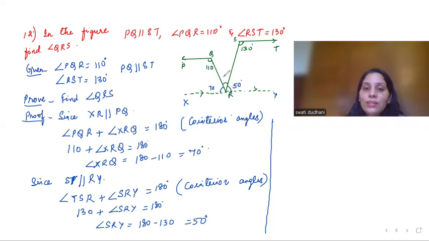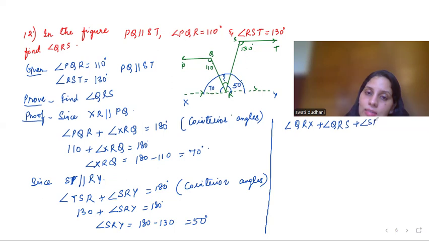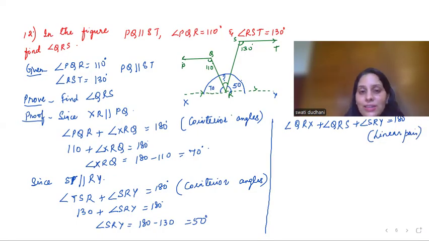We need to find this QRS. Now, here we can see that these three are forming a linear pair. Angle QRX plus QRS plus SRY is equal to 180 degrees due to linear pair. They are lying on the same straight line.